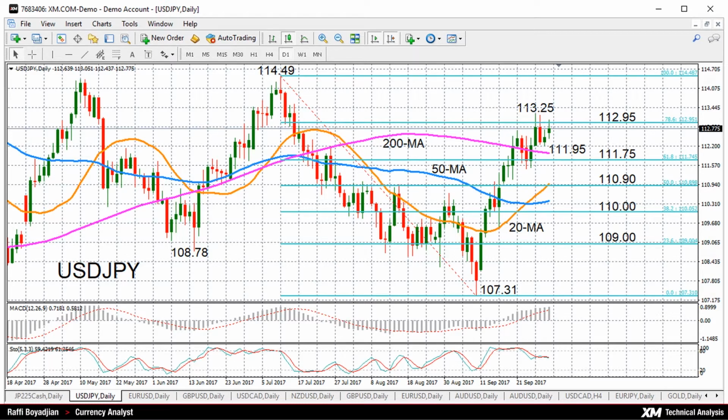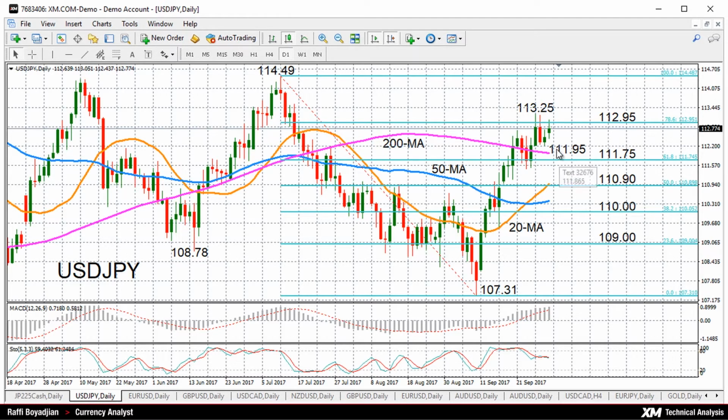Today we will look at the dollar yen, the euro dollar, the pound dollar, and the dollar loonie pairs. Let's begin first with the dollar yen pair, and we can see that USDJPY has managed to maintain its bullish structure in the short to medium term. We can see the 20-day moving average is continuing to trend upwards, and the MACD is also continuing to rise and is above its red signal line.